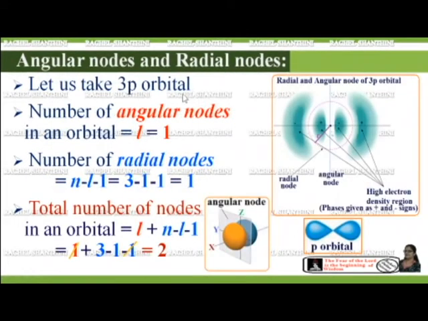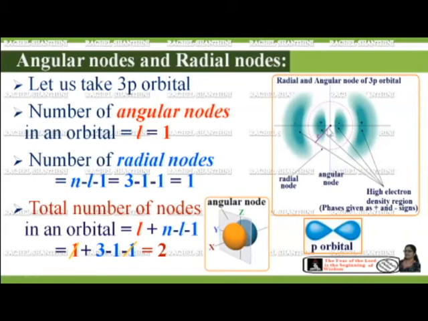Let us take the 3p orbital. 3 means the principal quantum number n equals 3, and p represents the azimuthal quantum number L equal to 1, right? We know that p orbitals are dumbbell shaped. If we take the cross section of the 3p orbital in this region and at this radius, we get a spherical surface where the probability of finding the electron is 0, right? And this region is called the radial node.